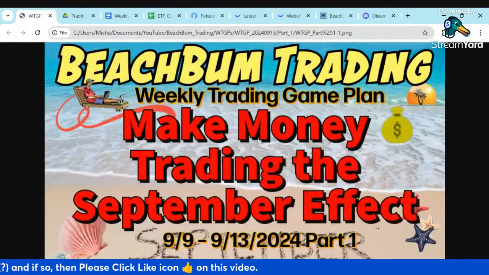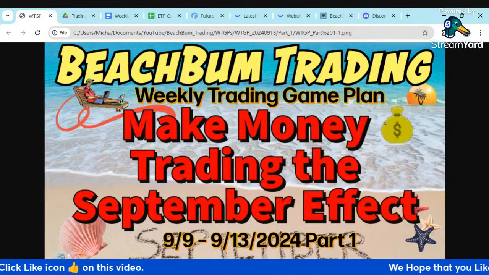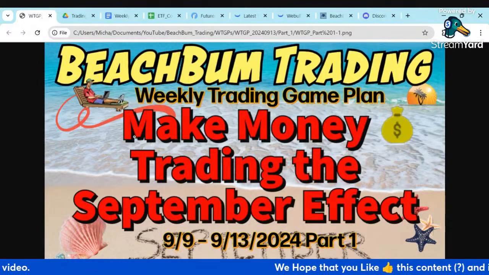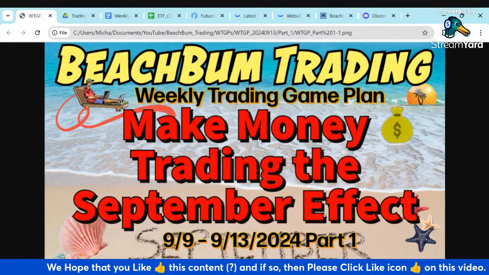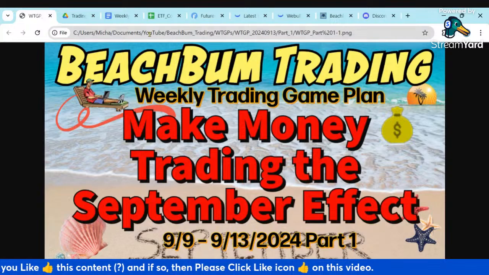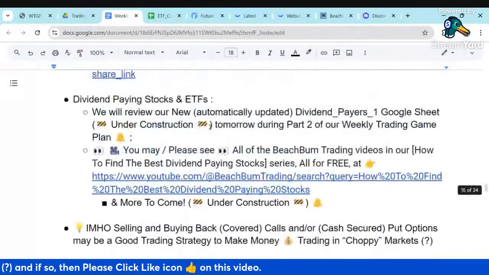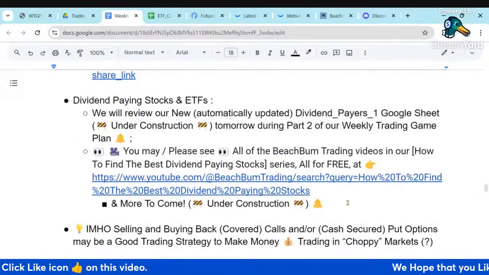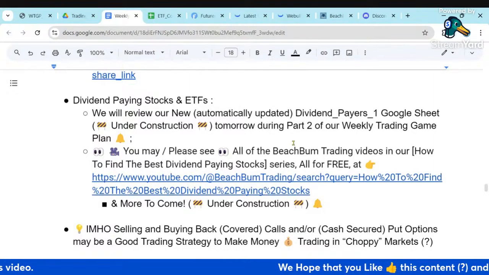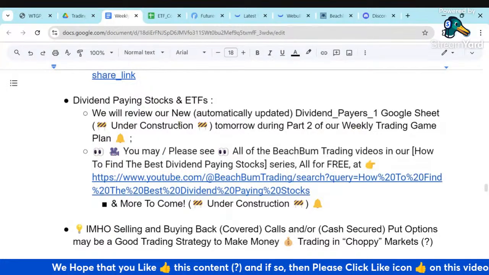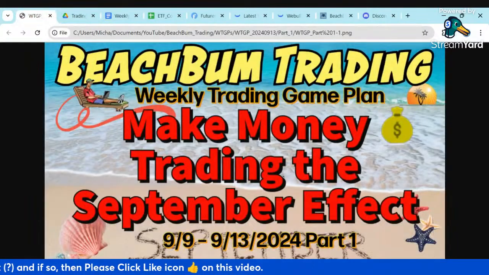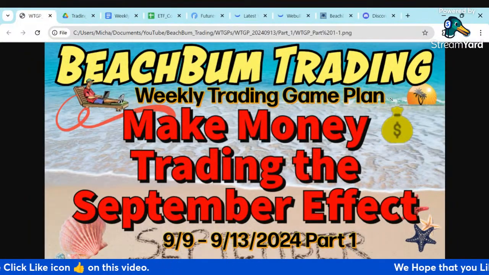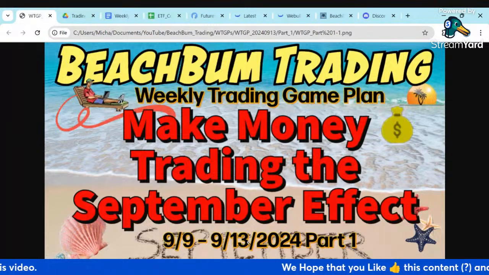So tomorrow we'll be using all this market analysis, all these trade ideas, trade strategies to select our top swing trading stocks to watch, stocks in our bullpen, stocks in our shopping list. We'll also talk about how we can use dividend payers and several option strategies while we wait out this September effect decline in the markets, if we're looking to generate additional income. We'll talk about those all tomorrow in part 2 of our weekly trading game plan for September 9th through September 13th.